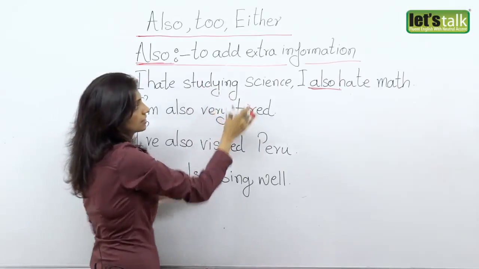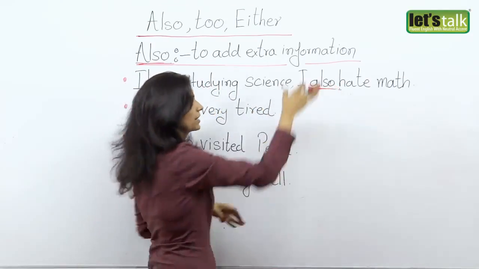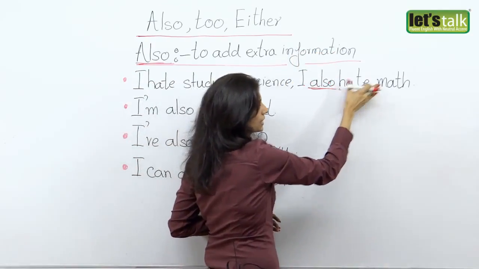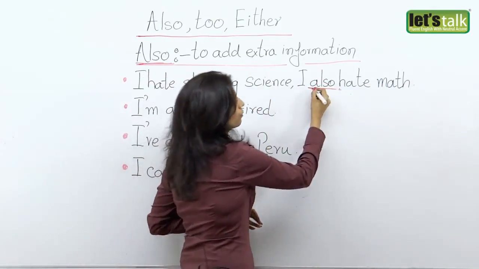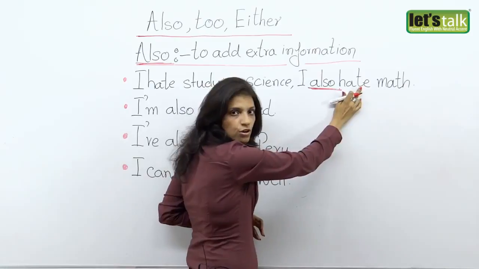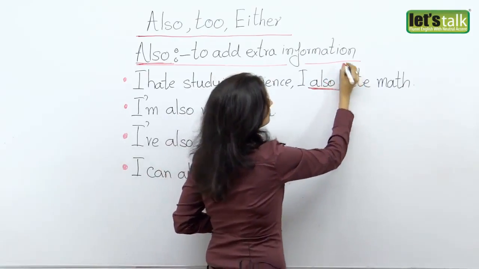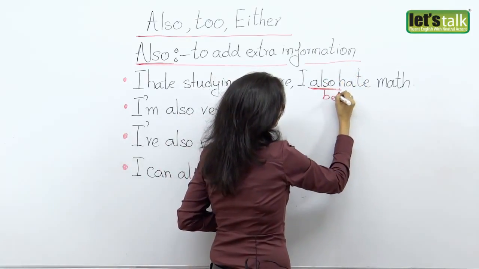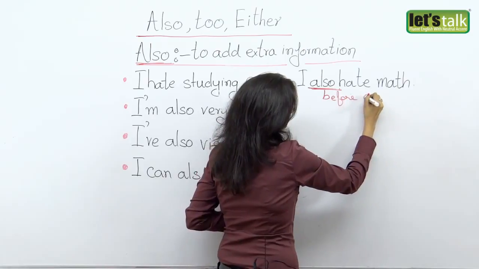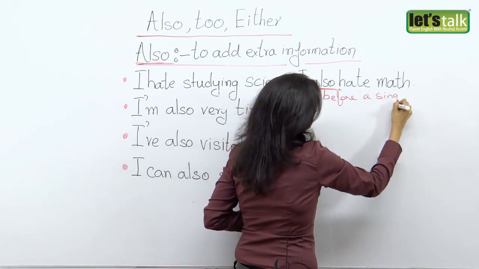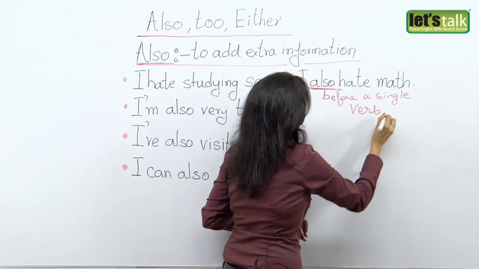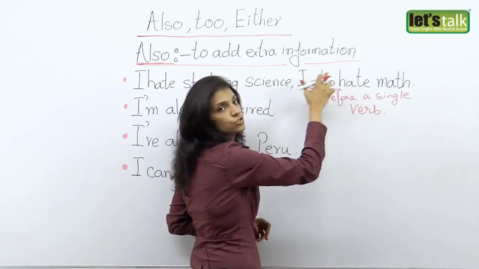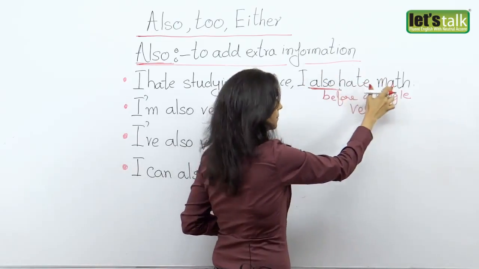I hate studying science. I also... Okay, so I'm adding extra information. I also hate math. Now, if you notice, the placement of also is always before a single verb in the sentence. So before a single verb, you use: I also hate math.